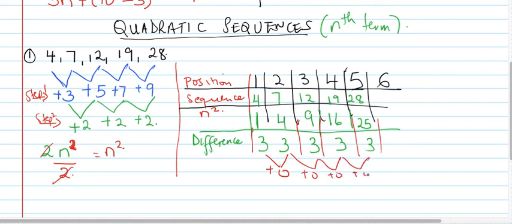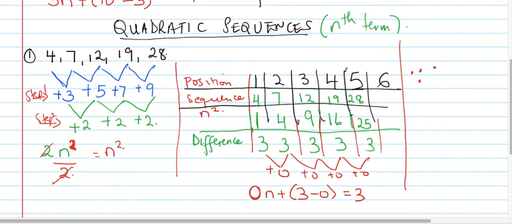So we do what we did with linear sequence, write the term to term rule, n plus bracket the first term minus the rule. So 0 times any number is 0. So that means here we shall end up with just 3. So we say therefore the nth term is n squared plus 3. This here is the answer to that.